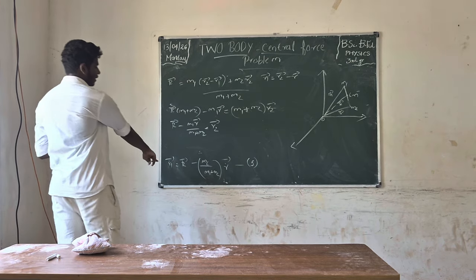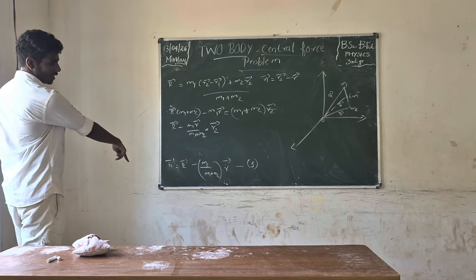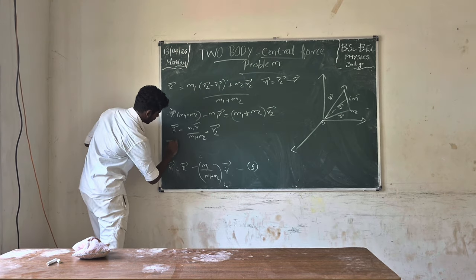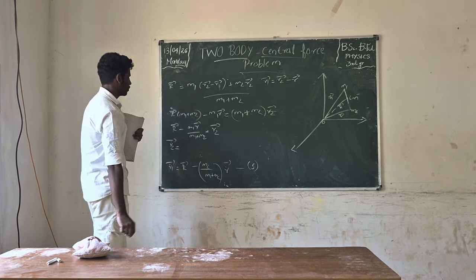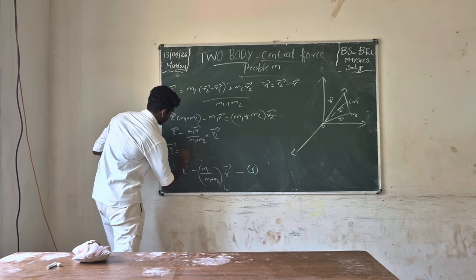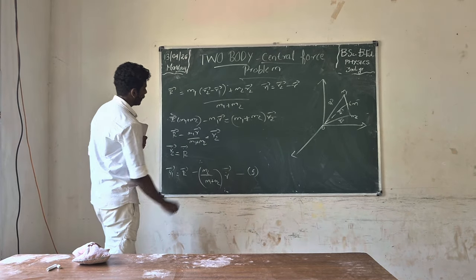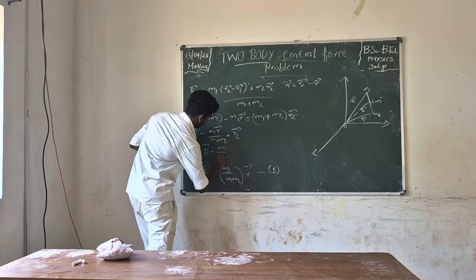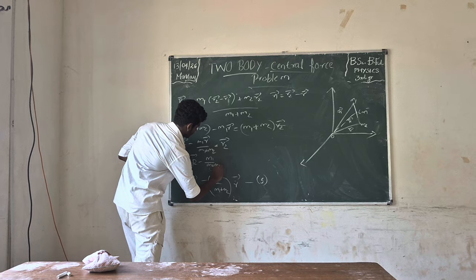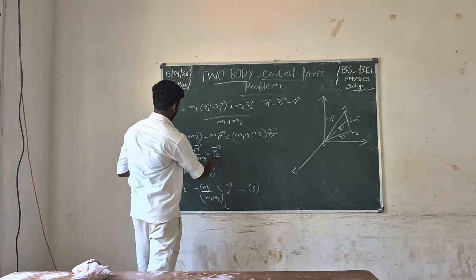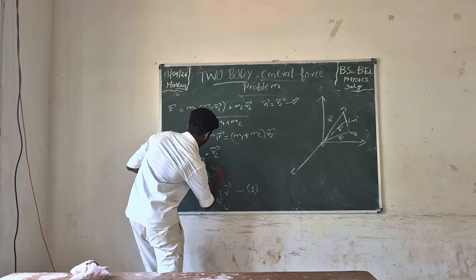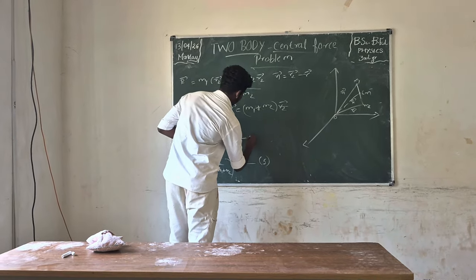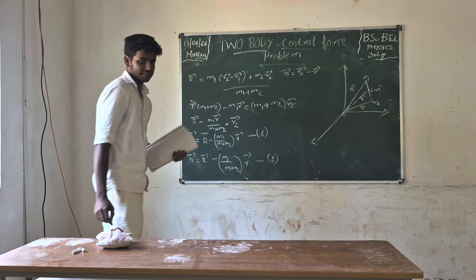Okay. Similarly, we will take the time derivative like we did here on both sides. So we will get r2 dot, vector r2 dot, is equal to capital R dot minus m1 by m1 plus m2 into r dot. So this will be our equation number 6.